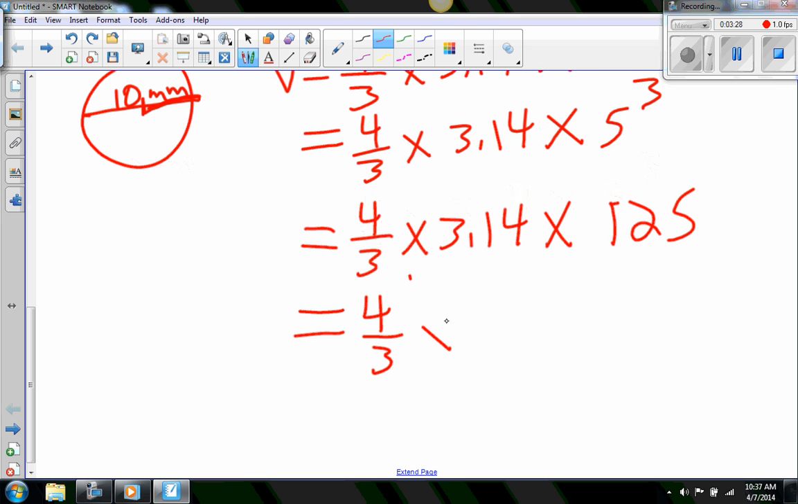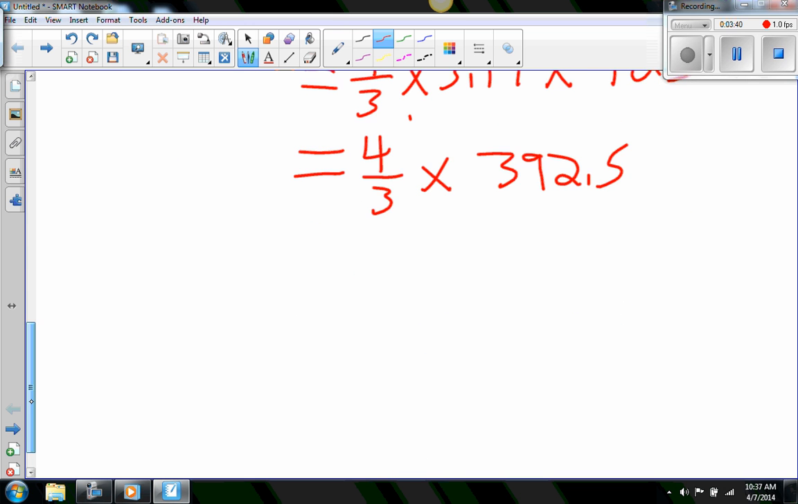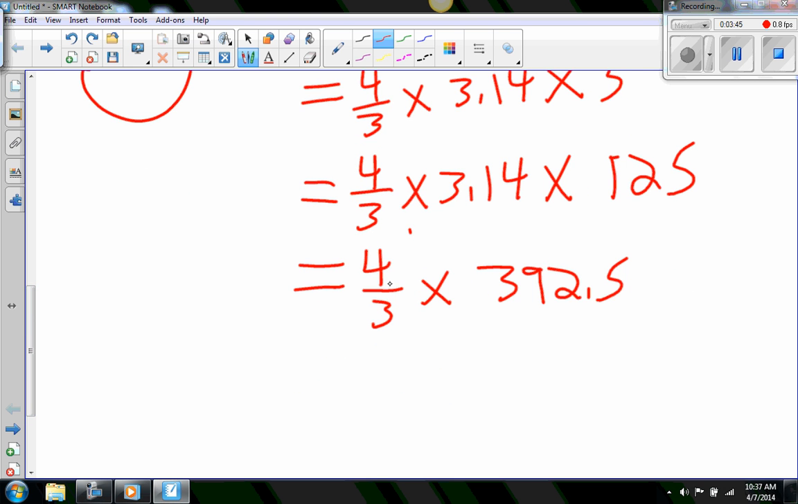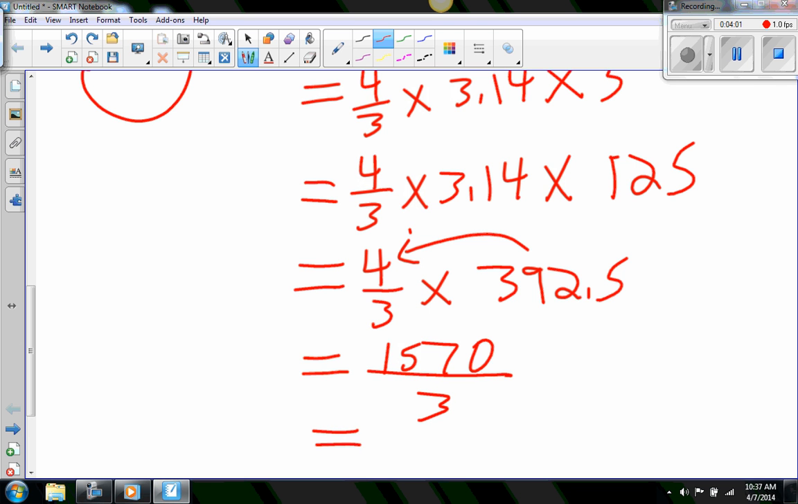So I'm going to take 3.14 times 125. And you get 392.5. And then to get rid of this 4/3, you take it times 4 divided by 3. So I'm going to take 392 times 4 first. Gives you 1570. And then I still have this 3 to get rid of. So 1570 divided by 3.